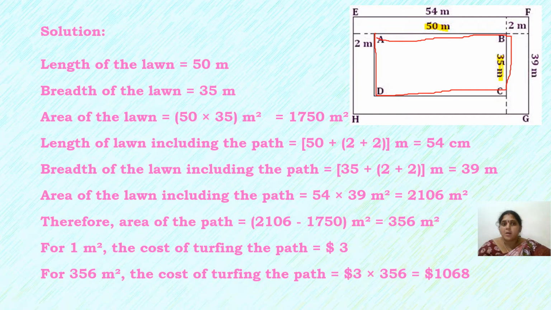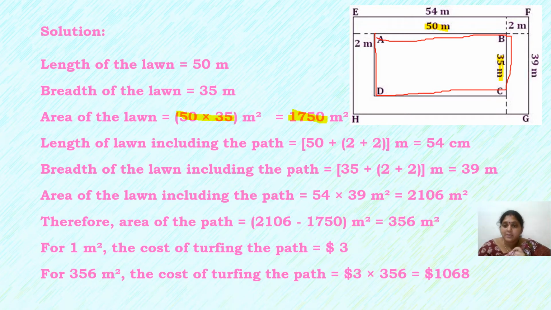Now, area of the lawn. What is the formula? Length into breadth. That is 50 into 35. When you multiply these two, what will be your answer? Your answer will be 1750 meters square. Now, we know that this lawn is surrounded by 2 meters on this side, 2 meters that side, 2 meters up and 2 meters down. On all four sides it is surrounded by a path 2 meters wide.